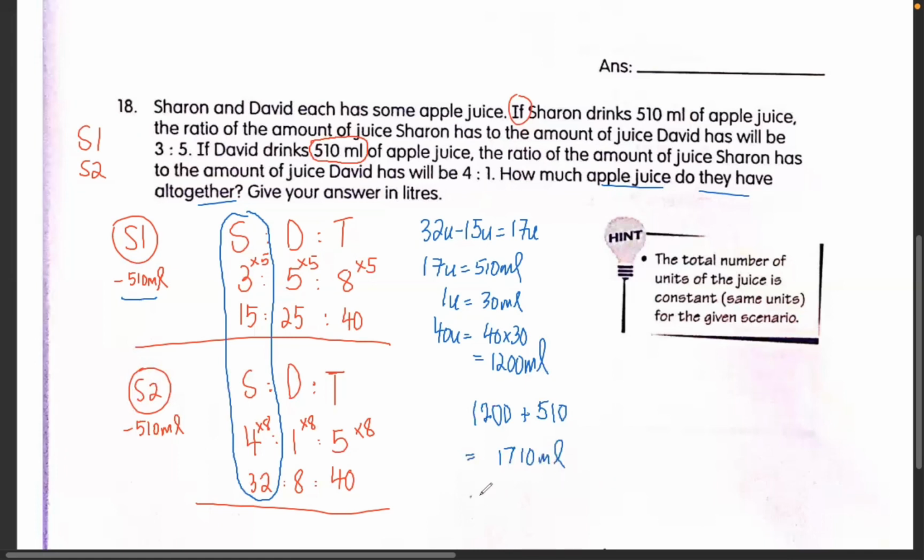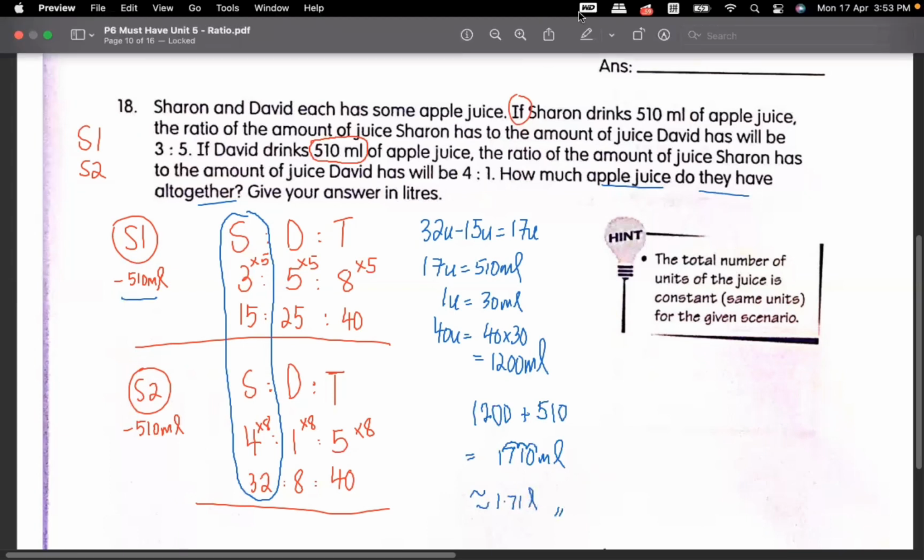If they want it to be in liters, then we move the decimal point 1, 2, 3. So therefore it's 1.71 liters, and this is my answer for this question. And this is a question from P6 must-have techniques, ratio.